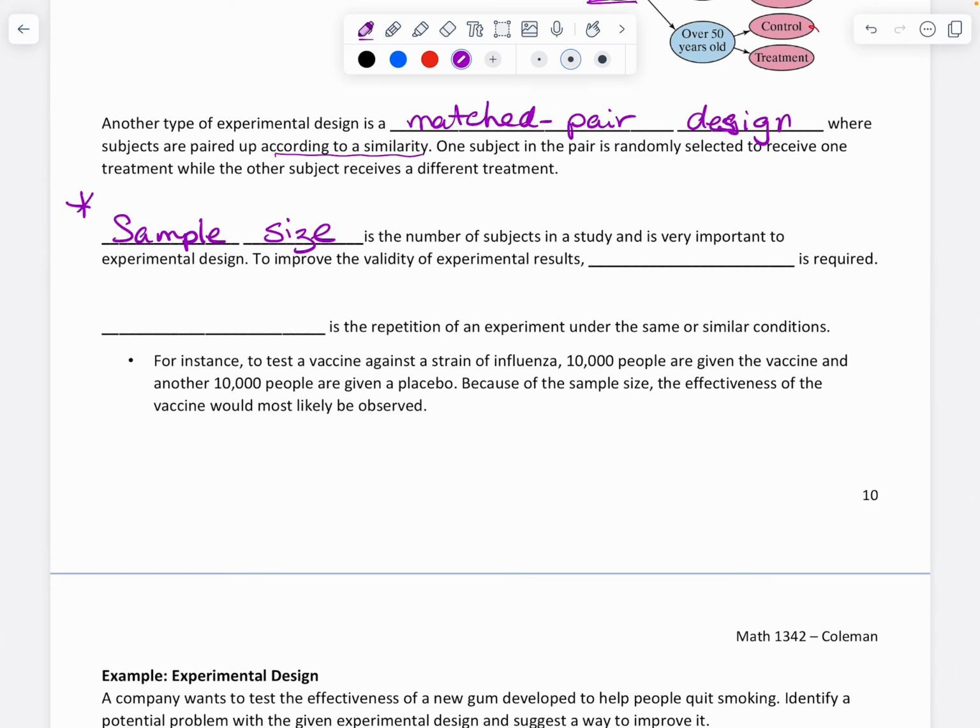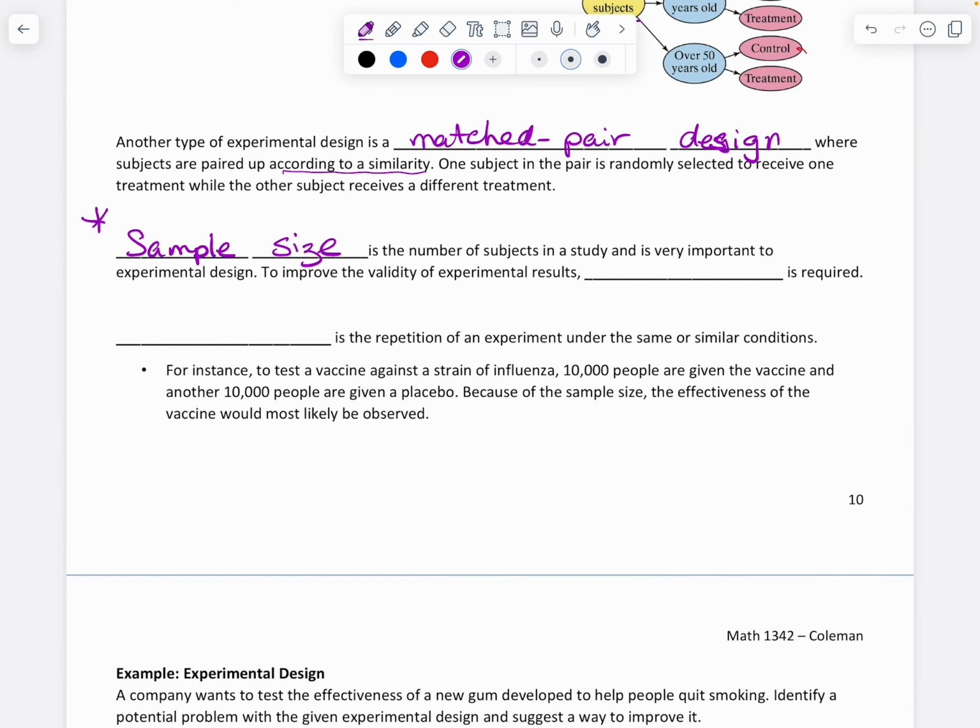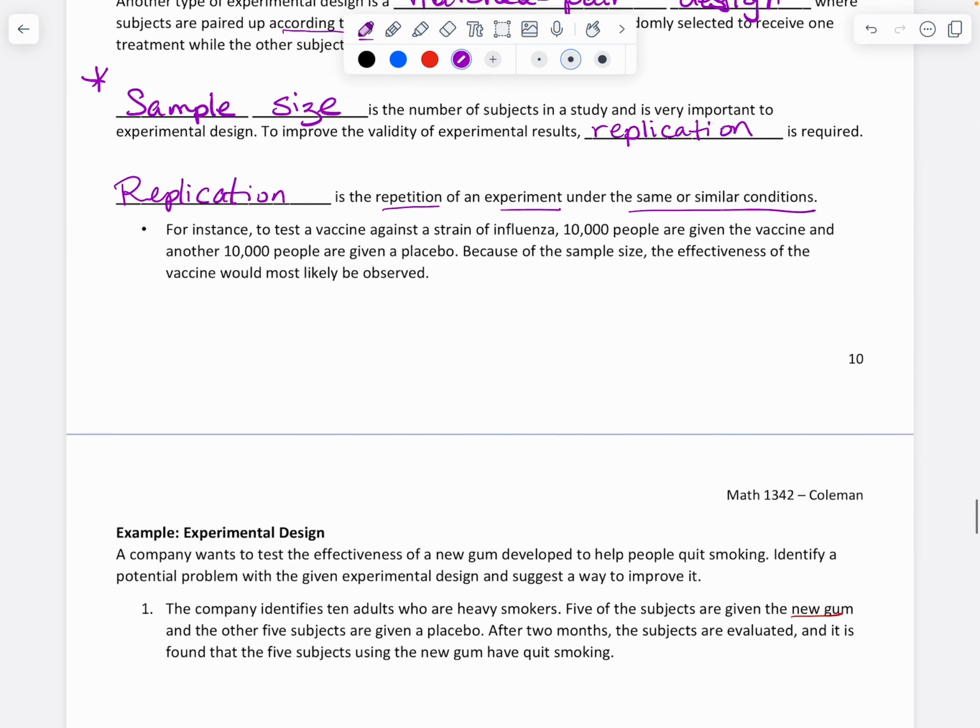To help improve the validity of the results, oftentimes we have to replicate. So we do replication, and that's required. Basically, replication is the repetition of the experiment under the same or similar conditions. So again, if you only did it for 5 people and it worked, that's great. Well, now let's do it for 10 people. Let's do it for 50 people. Let's do it for 2,000 people. Let's repeat the experiment several times under the same or similar conditions and see what happens.